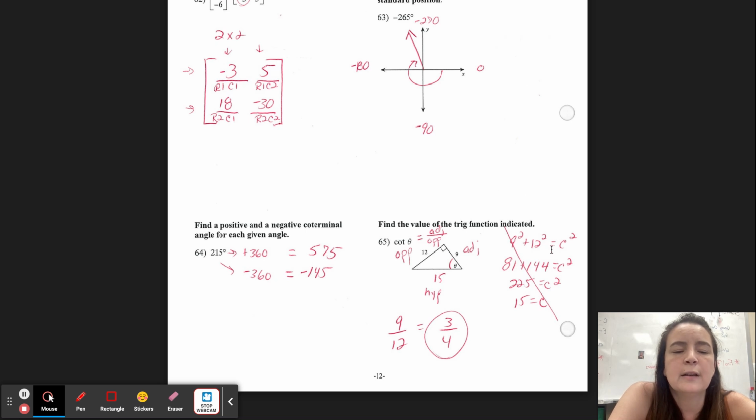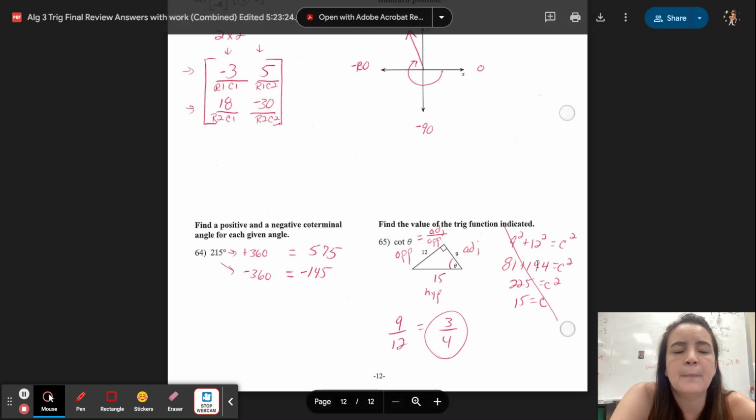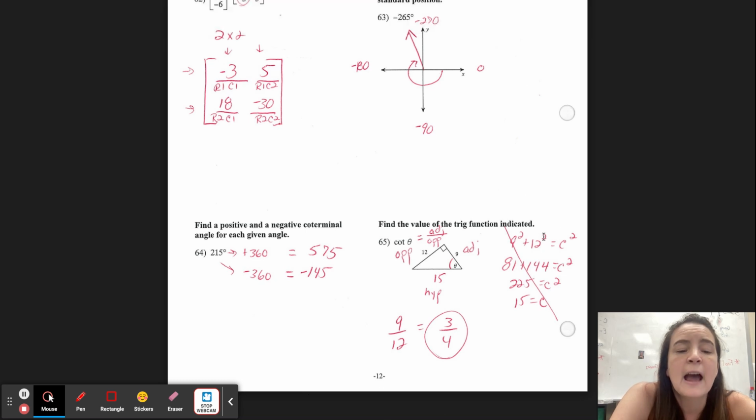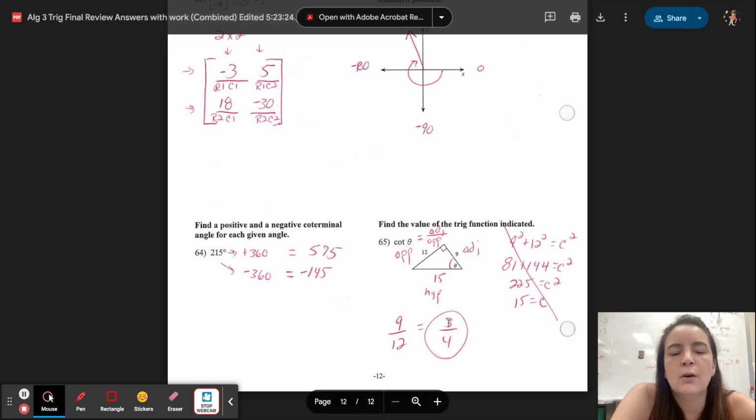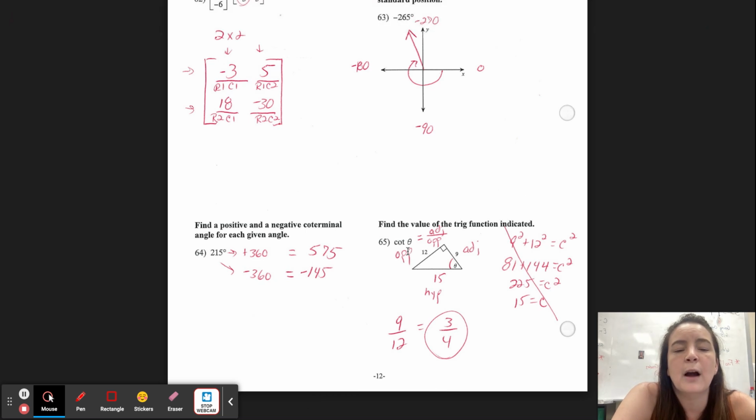So you see me using the Pythagorean theorem. This happened to be the hypotenuse, so the missing side happened to be the hypotenuse, so I left that as C. And I found that the missing side is 15. But you see, I crossed that out because I was like, oh boy, I didn't even really look at the problem because the formula for cotangent is adjacent over opposite.